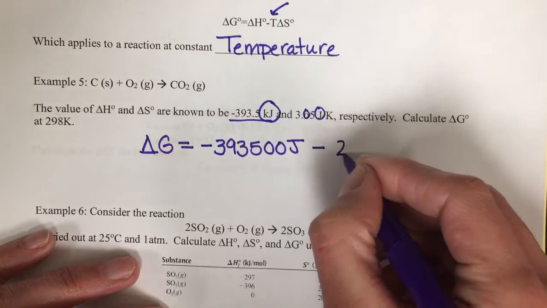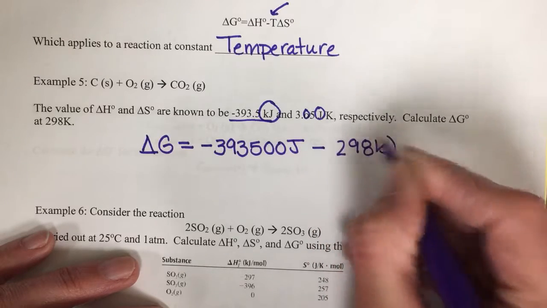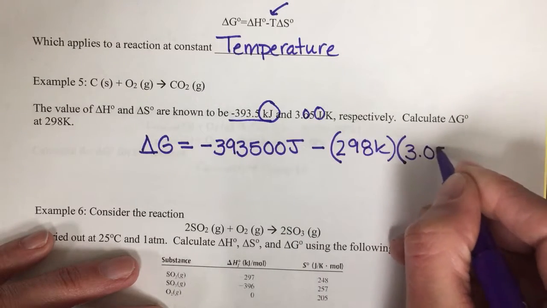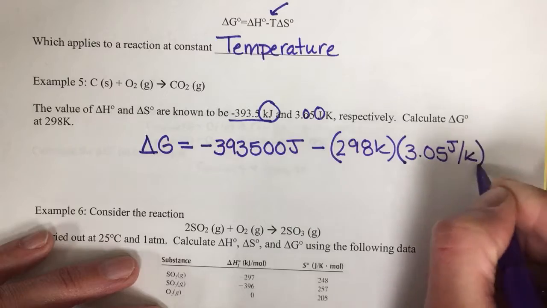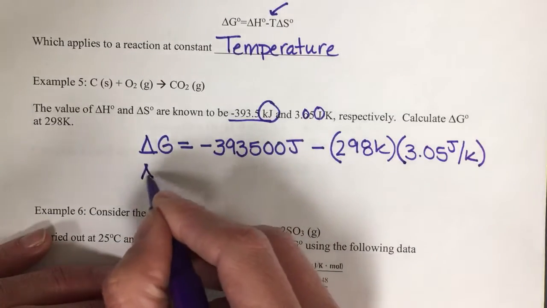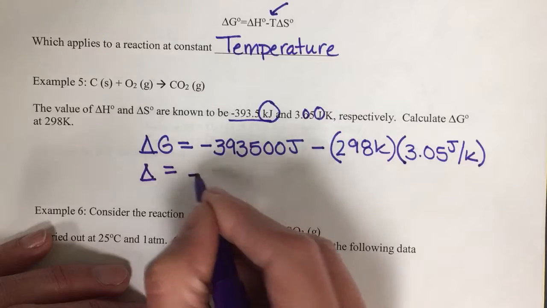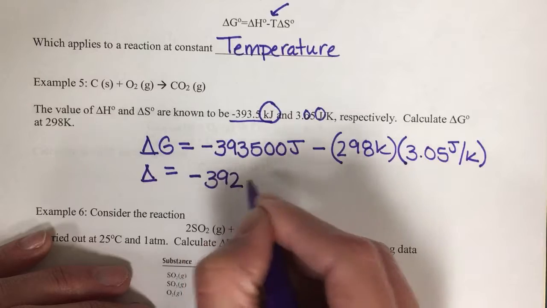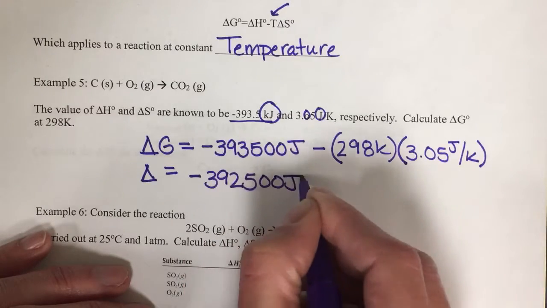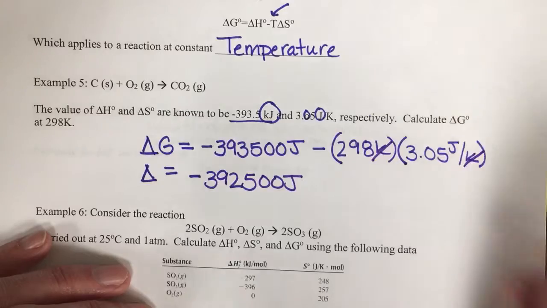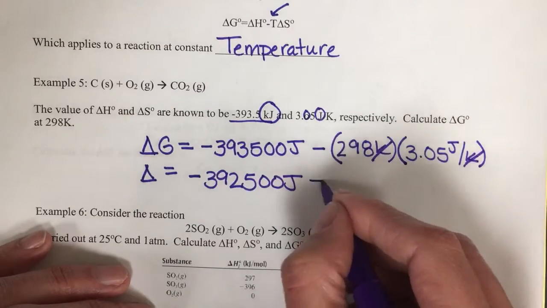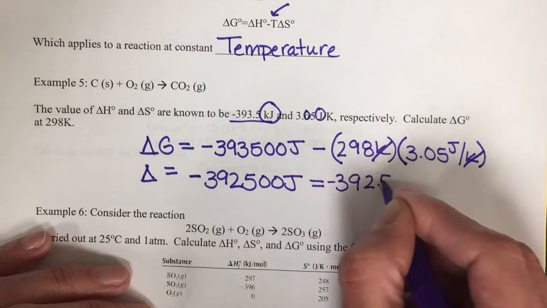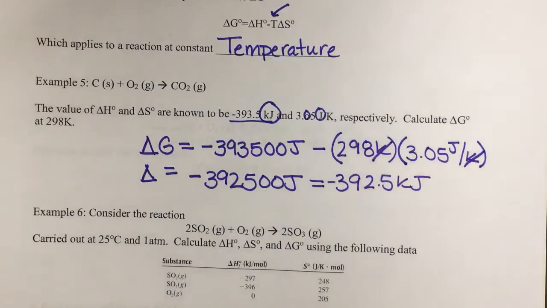minus 298 K times 3.05 joules per Kelvin. So when I calculate this out, negative 394,400 joules. My kelvins are going to cancel out. Or I can say it's negative 394.4 kilojoules. Either way works.